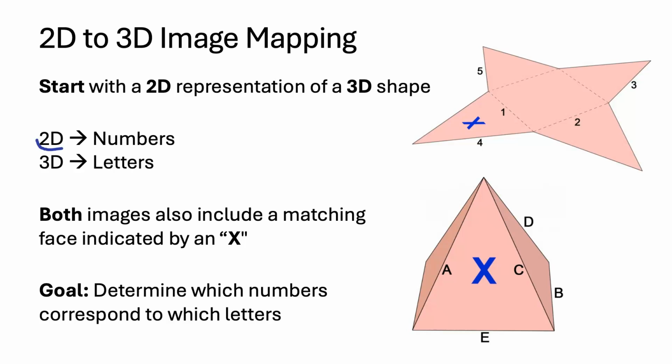You'll also notice that the 2D representation includes numbers, and those numbers go along with these dotted lines, whereas the 3D shape includes letters. Now in this case, we have the same number of numbers as we do letters. In the 2D representation, we have numbers 1 through 5, so 5 numbers. And in the 3D shape, we have letters A through E. So again, 5 letters.